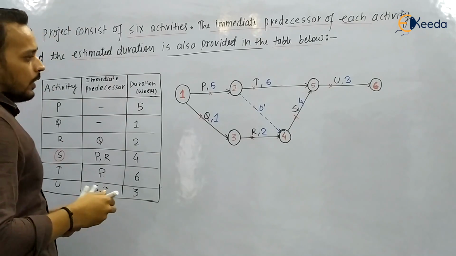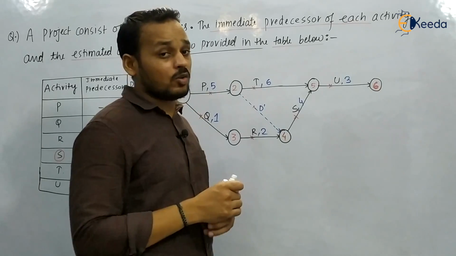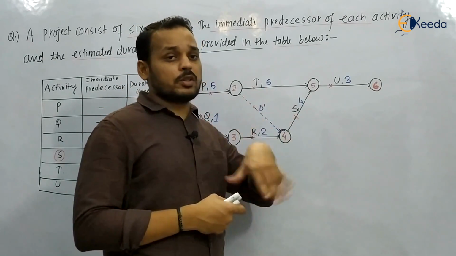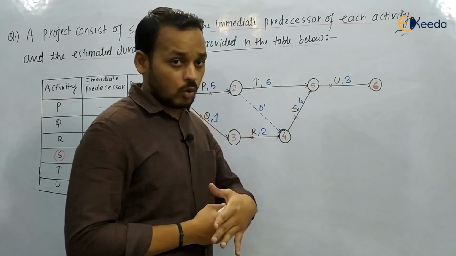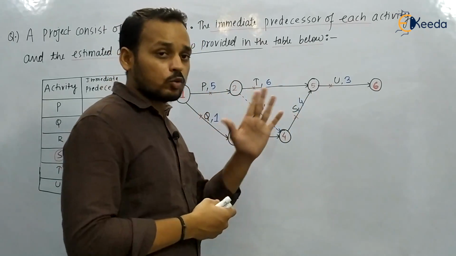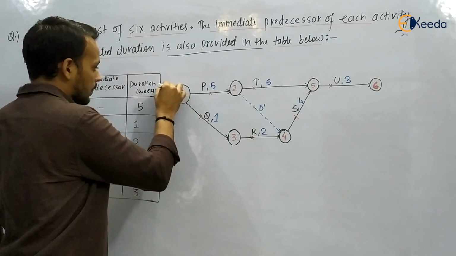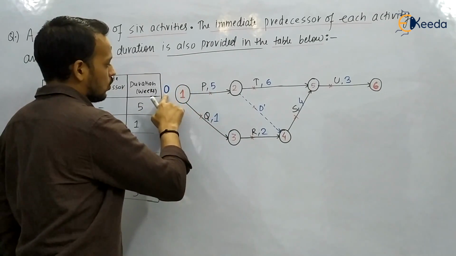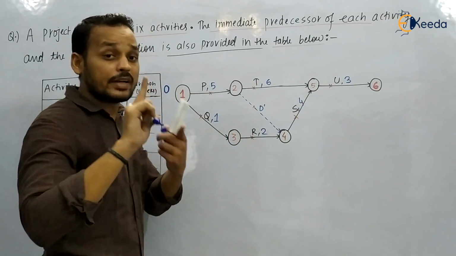Now what do we have to do? We will apply the forward computation and backward computation because we have to calculate the float. It is asking what should be the maximum duration without delaying the project. It means we have to calculate the total float. So we will apply the forward and backward computation. I am going to apply it directly. For node 1, we will have 0 time. Now the next node is 2. We are moving in the forward direction, so we will take the maximum duration and do the addition.